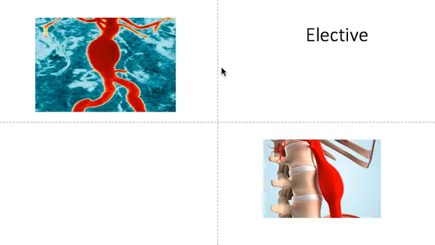Then get into the symptomatic. First we'll take the elective presentations, where they come to the clinic with some symptoms. So what are the common symptoms? So there is something enlarging in your abdomen.